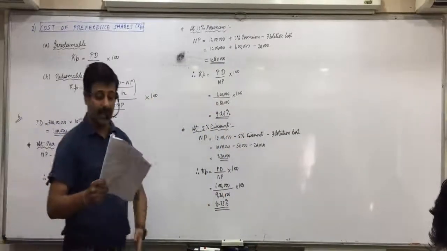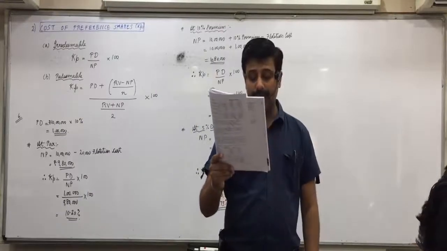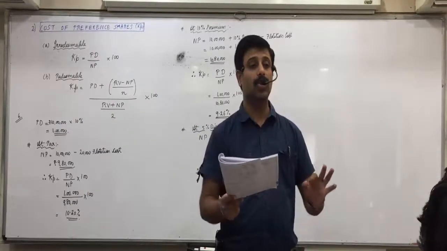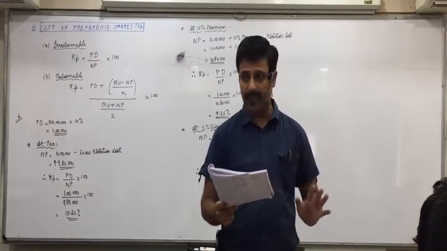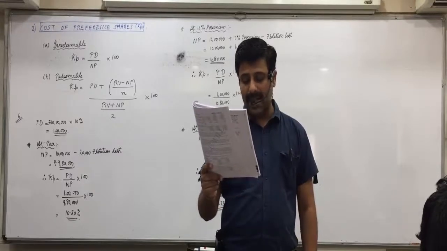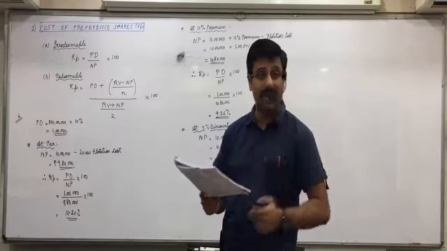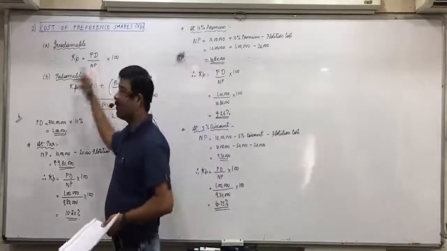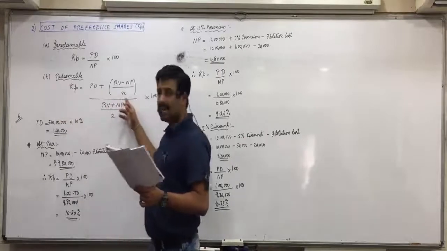Issued at par, so net proceeds will be 10 lakhs minus flotation cost, 10,000 into 2, 20,000. So 9 lakh 80,000. And redeemable after 10 years, so mark 10 years as N. Now which formula will apply? First one or second one? Second. Now they are redeemable, so we'll apply the second formula where N is taken as 10 years.